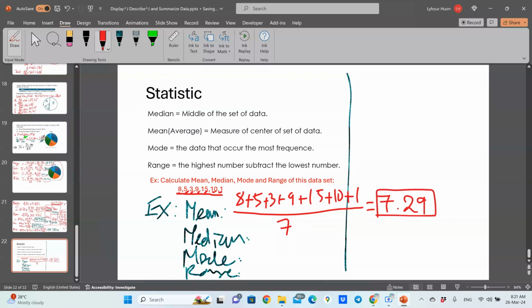Okay, now, how do we find the median? We arrange them in number order and then find the middle value. So we arrange it in order: we have 1, then 3, then 5, after that is 8, then 9, 10, and 15.